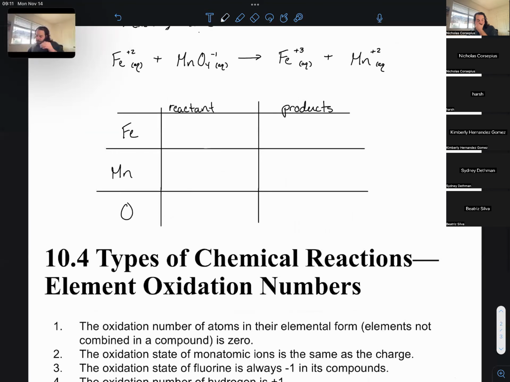All right, I want you guys to take a minute and see if you can fill in as much of this table as possible based on those first two rules that we talked about. The one thing you're going to get stumped on at this point is how to deal with this polyatomic ion. I'll show you how we deal with that in a moment. But for right now, see if you can figure out these boxes here: what is the iron on the product and the reactant side, and what is the manganese on the product side?